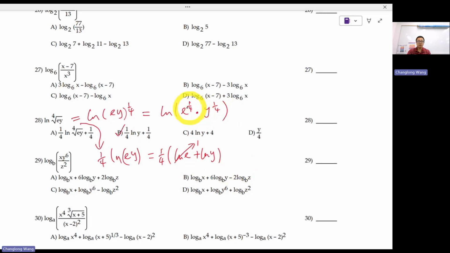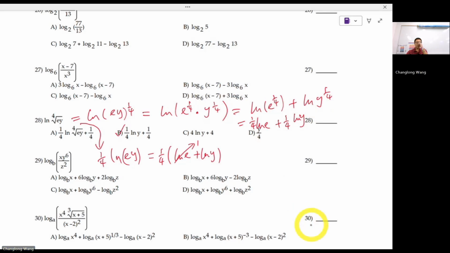But if you went with the other route, you split the e and the y, right? Both get 1/4 power. That means you're going to look at ln e to the 1/4 plus ln y to the 1/4. And the 1/4 gets brought down, right? So you're looking at the same thing, 1/4 ln e plus 1/4 ln y, and ln e is 1, so you're still getting letter B. Okay.